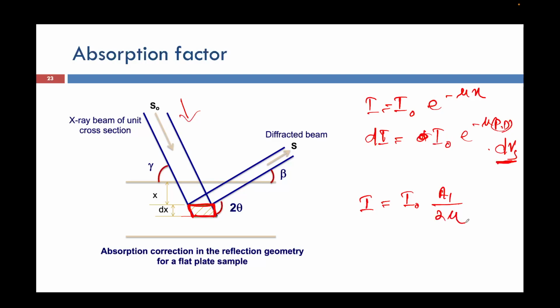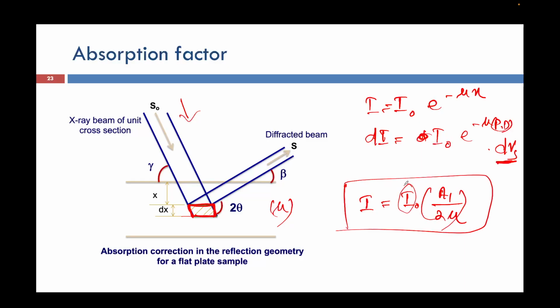If the linear absorption coefficient is mu, then finally I will get a structural term. This I naught is the intensity of my incident beam, and a1 is the cross section. The beam is not falling on a point; the beam comes out of a cross section, and I have to know that cross section. And this 1 by 2 mu is the contribution of absorption to my final intensity equation.